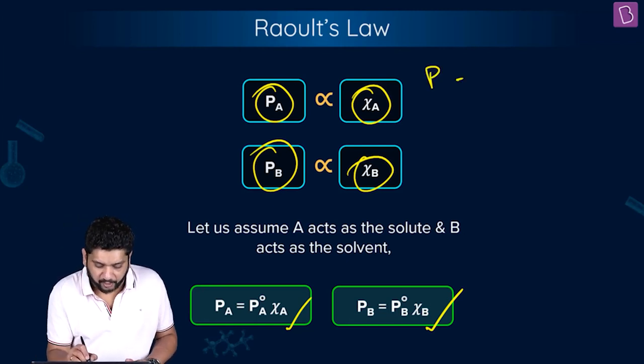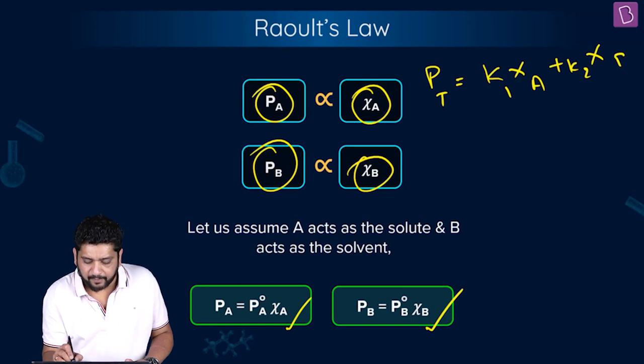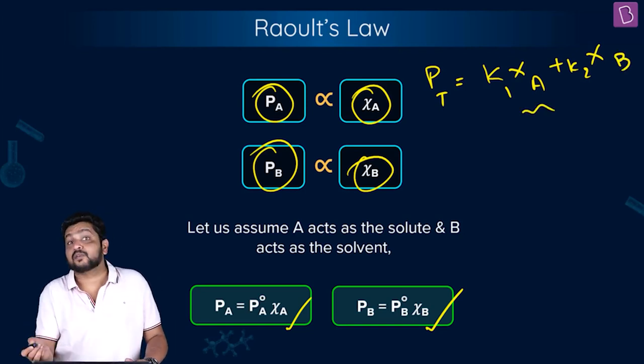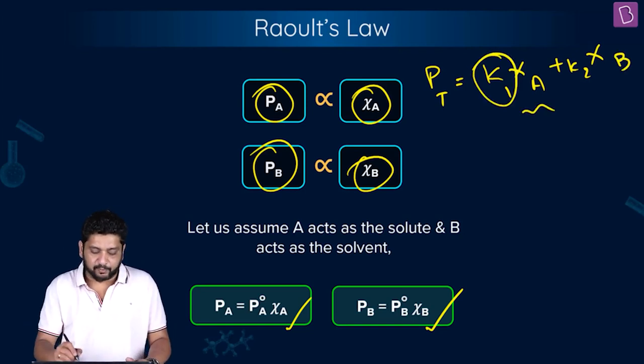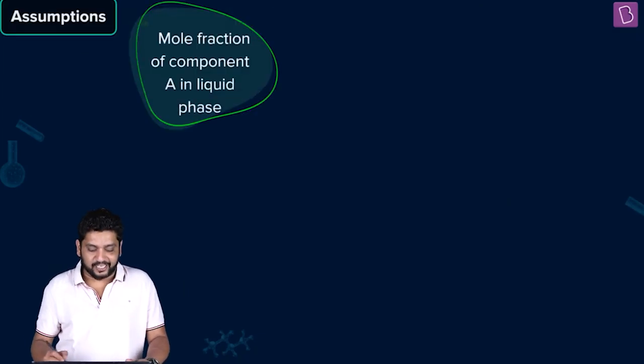You can say that P total will be equal to some K into XA, let's say K1 into XA plus K2 into XB, and when XA is equal to 1, total pressure should be P naught A, so we will get K1 equal to P naught. The proof behind this, obviously, I'm sure you are very comfortable with.